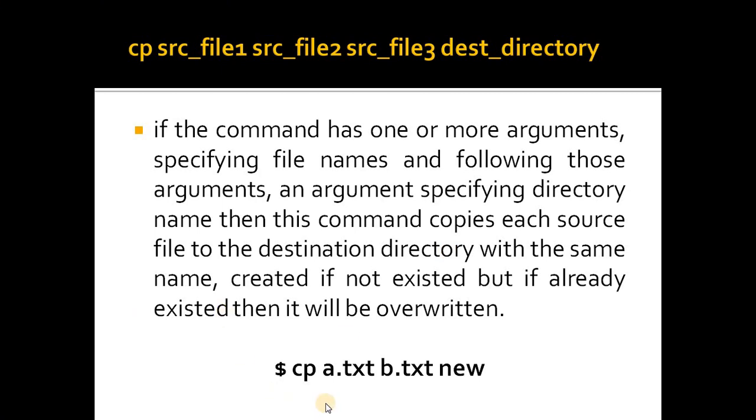So here you can see I have given two source files, that is a.txt and b.txt. The copies of these two files will be saved in the new directory. This new is not a file, it is the name of the directory. So the a.txt file and b.txt file will get copied into the new directory.